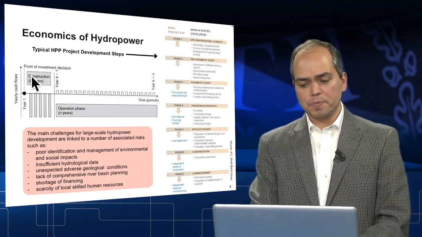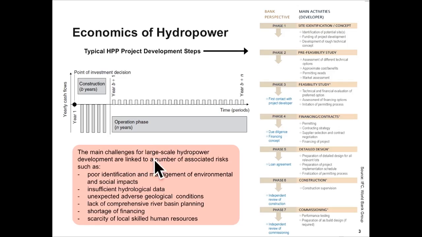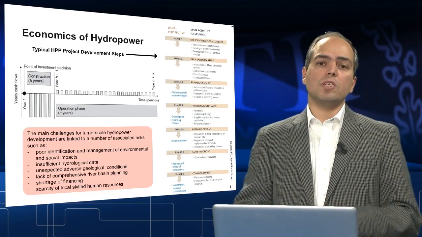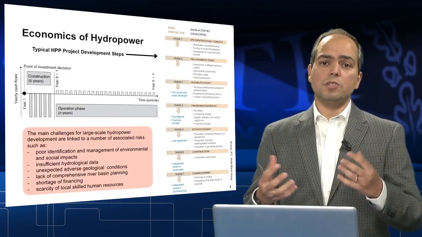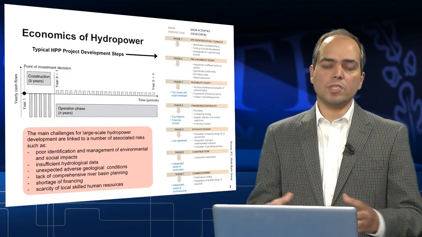And the main challenges for large scale projects, because they involve a huge stake, the money involved is a lot, the impacts could be large, as we will see. So there are some challenges such as the poor identification and management of the environmental and social impacts, or a poor selection of a site because of insufficient hydrological data, or maybe unexpected adverse geological conditions when a dam is built, because the dam construction involves a huge amount of civil work. It really depends on the geological conditions of one site.